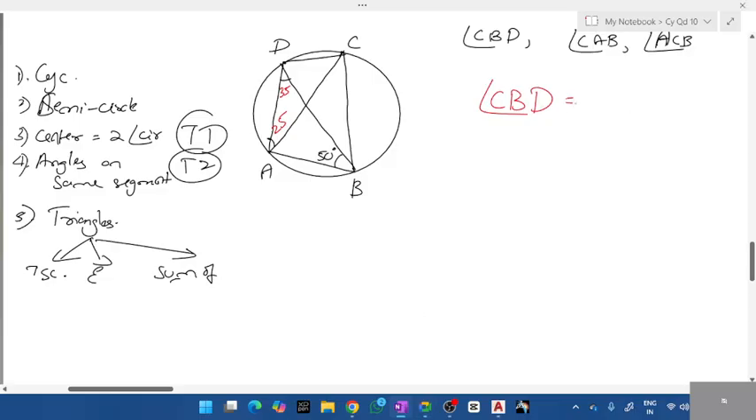Okay, others answer this, students. Yes. DSC, tell me. CBD, C and D is the arc. So angle CBD is 25 degrees.